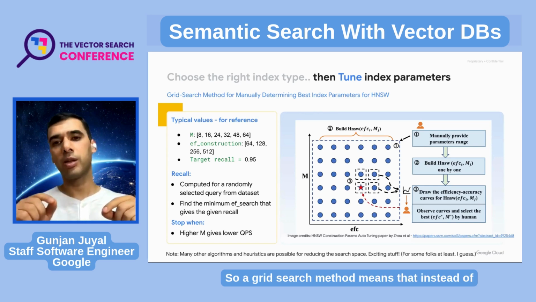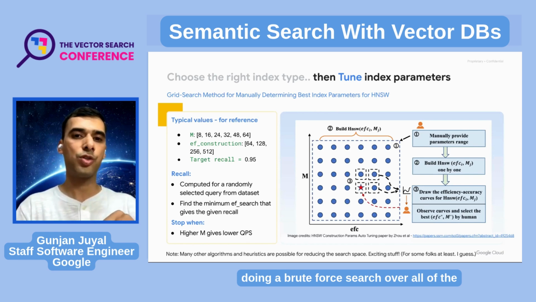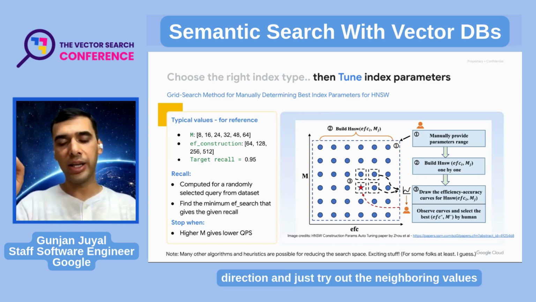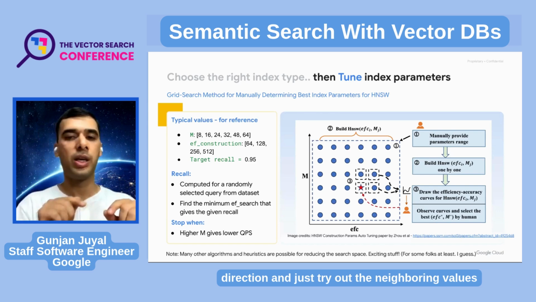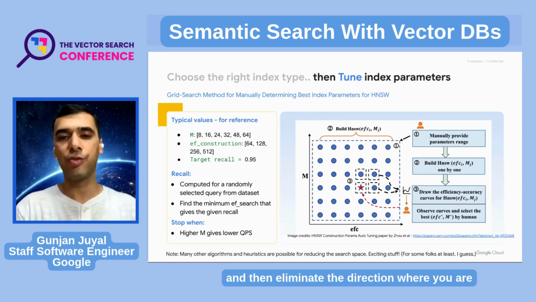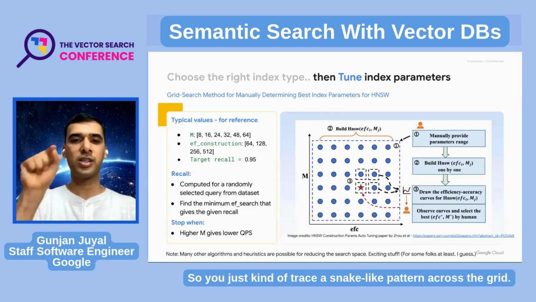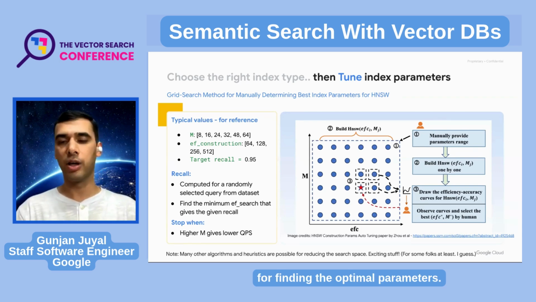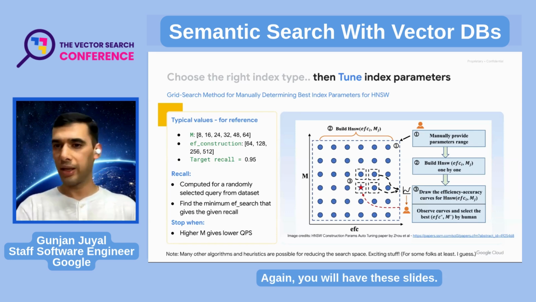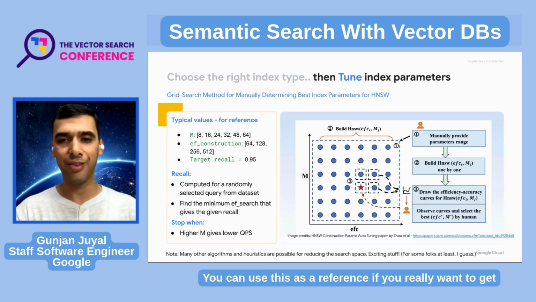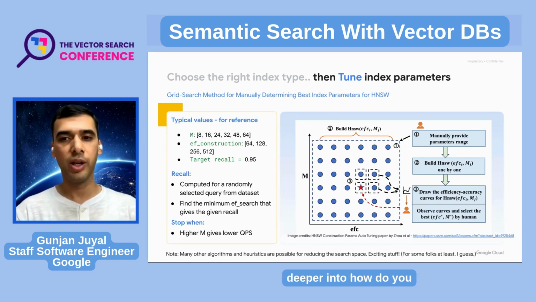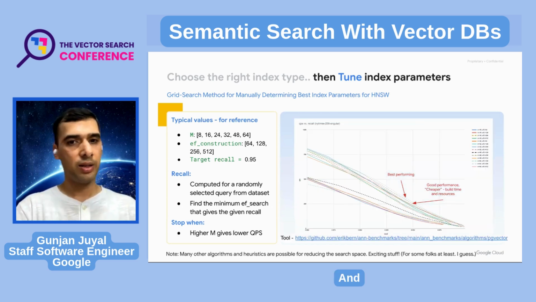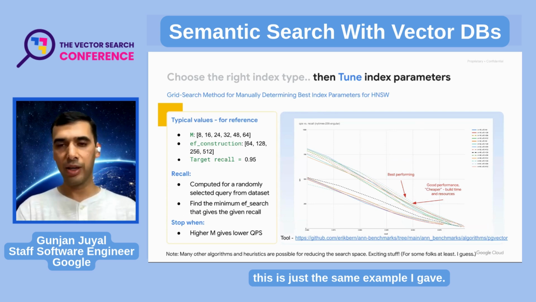So a grid search method means that instead of doing a brute force search over all of the space, you just move in one direction and try out the neighboring values and then eliminate the direction where you are getting the worst value. So you just kind of trace a snake-like pattern across the grid, and this greatly reduces the time you take for finding the optimal parameters. Again, you will have these slides. You can use this as a reference if you really want to get deeper into how you tune your index parameters.